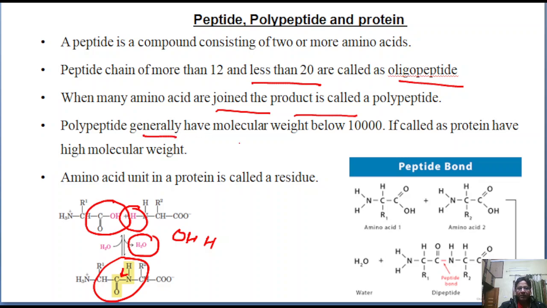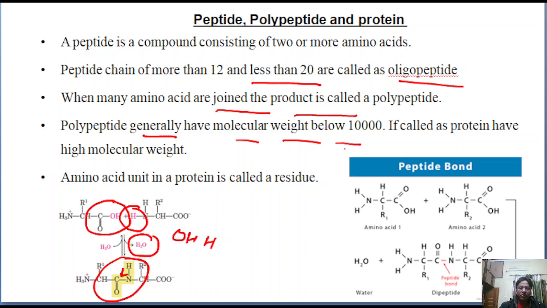Here, the terms differ based on molecular weight. If the molecular weight is below 10,000, we commonly call it a polypeptide. Although proteins have a high molecular weight, these terms are interchangeable and can be used as either polypeptide or protein. But if the molecular weight of the molecule is more than 10,000, we will generally say it is a protein.